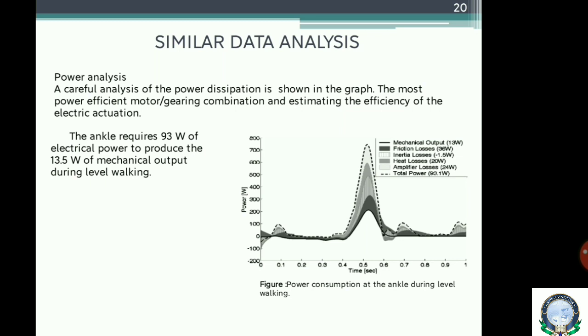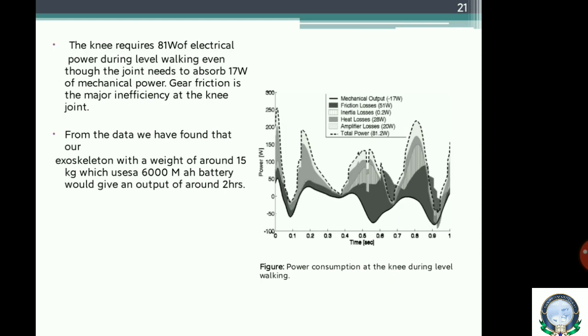As for the knee, 81 watt of electrical power is required for level walking, even though the joint needs to absorb 17 watt of mechanical power. Next slide, we have the knee. The graph given here is the power consumption at the knee during level walking. From all the above data, we found out that our exoskeleton would weigh around 15 kg and would require a 6000 mAh (milliampere hour) battery to run for around 2 hours.